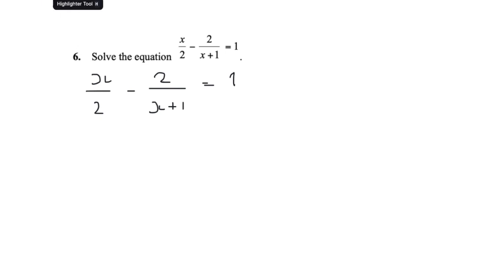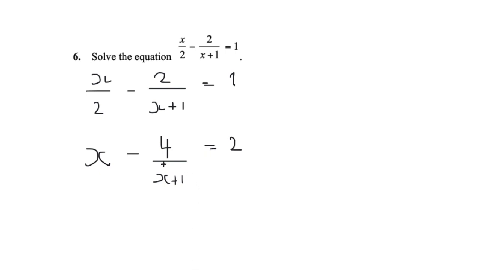And to do that, we're going to times everything else in the equation by what's on the bottom. So I'm going to get rid of this 2 first because I think that's going to be easier. So I'm going to times everything in the equation by 2. So we've got a half x times 2 is just going to be x, minus 2 over x plus 1 times 2, so that'll give us 4 over x plus 1 is equal to 2.